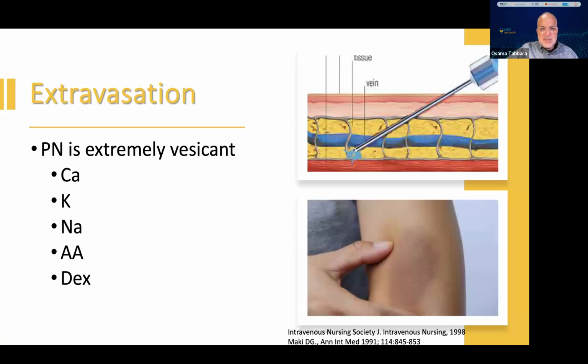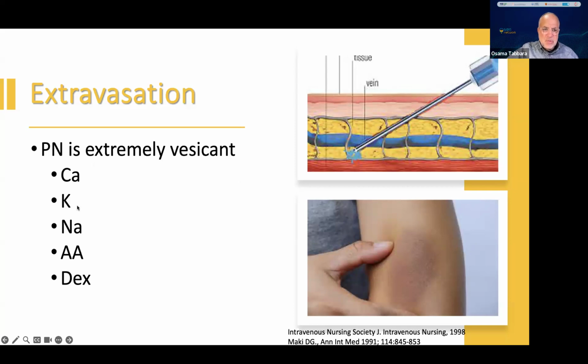TPN is extremely vesicant, as I said. I keep saying TPN because our mind is really adjusted to the TPN, although parenteral nutrition is the right term. Calcium does not contribute to tonicity, but it's vesicant in nature. It's physically vesicant. That's why in peripheral parenteral nutrition, we tend not to add a lot of calcium, and sometimes you have to eliminate the calcium.